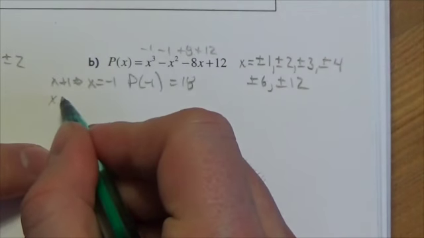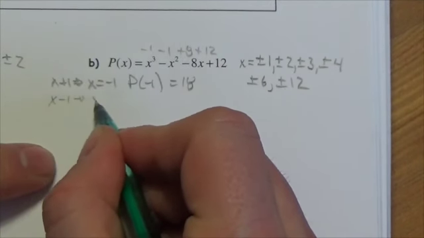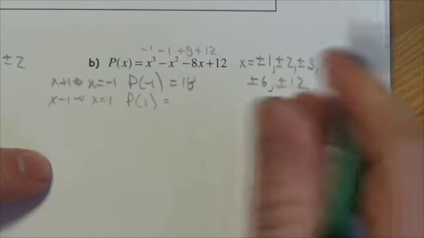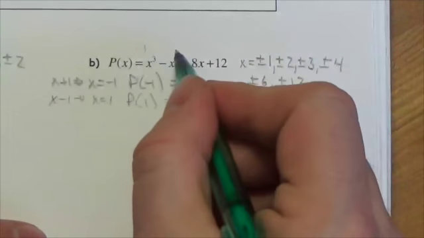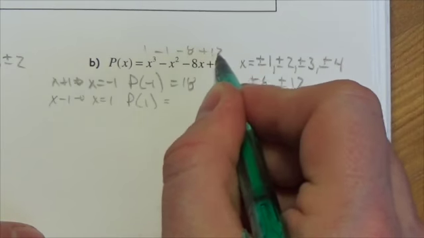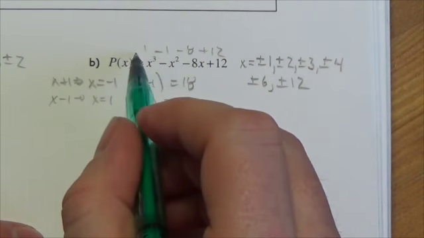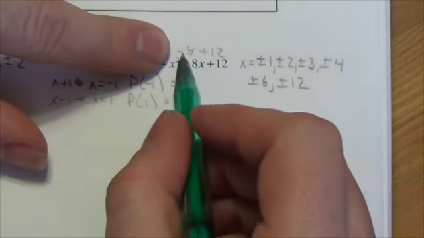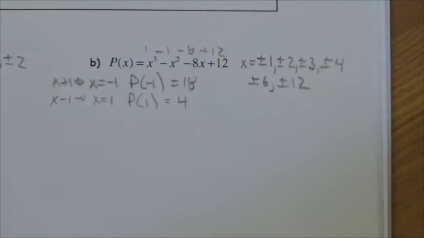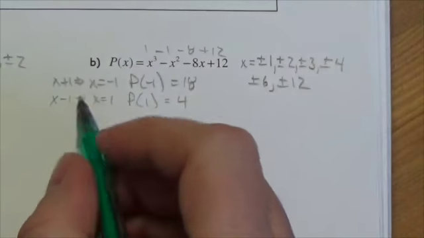So then I'm going to test x minus 1. So x will equal positive 1. So p at 1. And this is going to get me, well, that's going to be 1 minus 1 minus 8 plus 12. Okay, what do we got here? That's going to be 1, those are going to disappear. Negative 8 plus 12 is going to be positive 4. So that's not a factor. Okay? Well, I keep looking here.